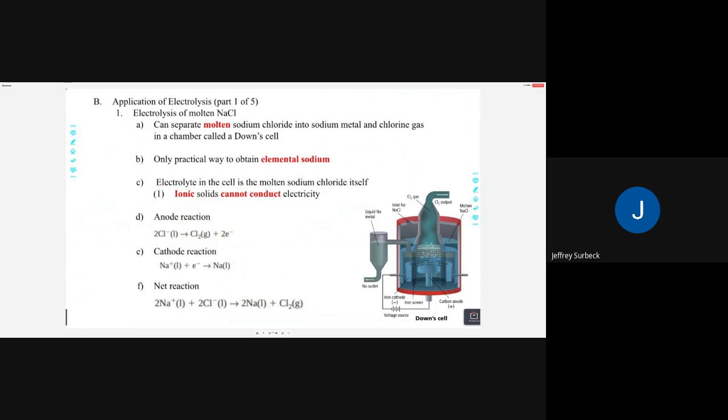So first things first, we can get elemental sodium and elemental chlorine if we take salt and we break it apart. Here's the problem. You have to get this up to over 800 degrees Celsius, which is extremely hot. High temperatures require a lot of energy, which means a lot of power to make this happen.